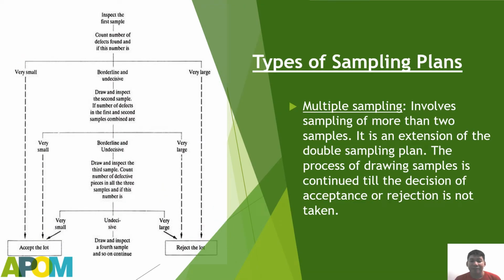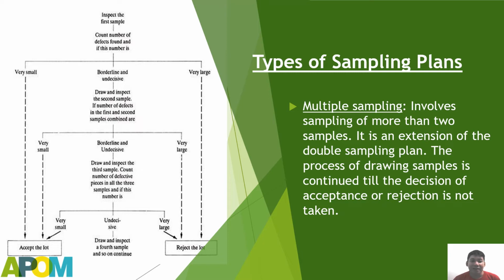The last type of sampling plan is the multiple sampling. It involves sampling of more than two samples. It is an extension of the double sampling plan. The process of drawing samples is continued till the decision of acceptance or rejection is taken. A multiple sampling plan involves smaller first samples than single or double sampling plans.